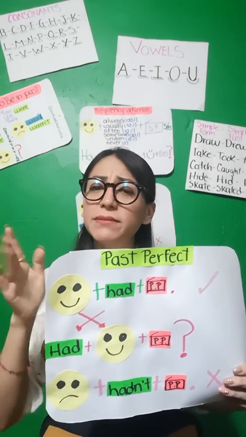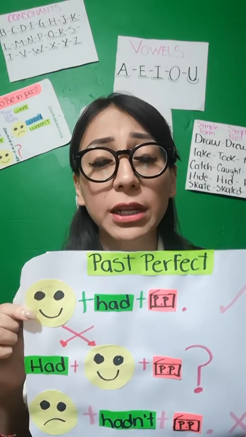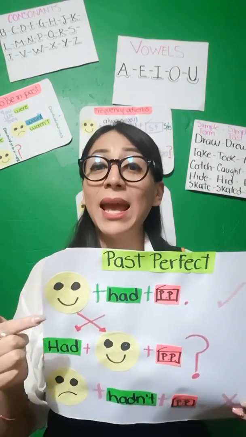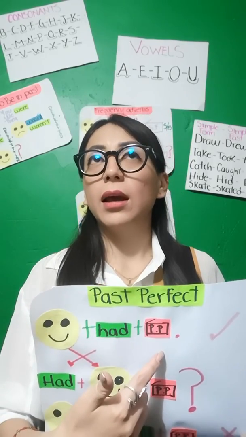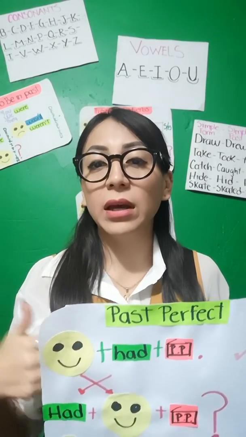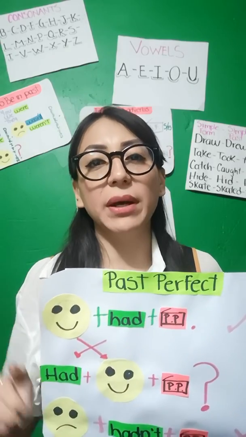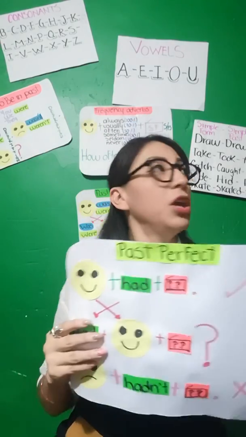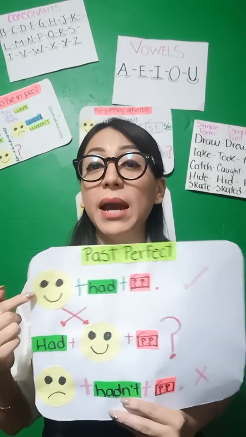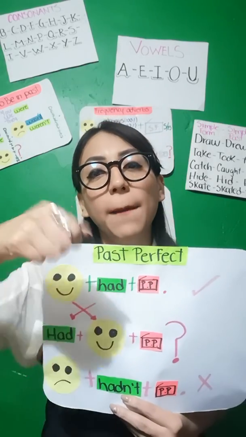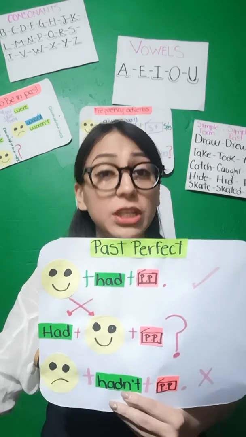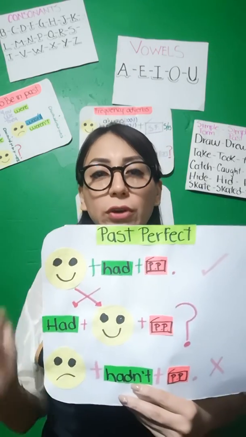So, let's give some examples. For example, in affirmative, if I am going to talk about my previous experience, I'm going to say, I had visited Chiapas. That is an experience that I have. Okay, I had visited Chiapas before. Another could be, using our examples, drawn. For example, my sister had drawn a butterfly on her notebook. Okay, she has that experience. So that is not new for her.